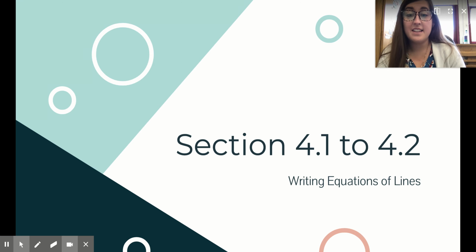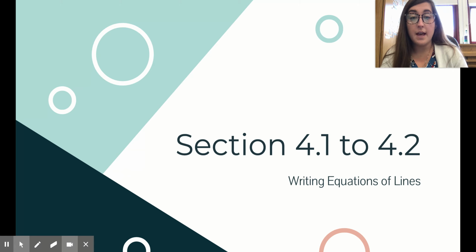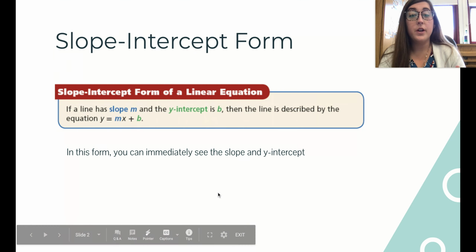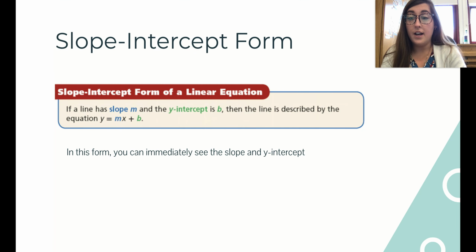Okay, so in this section, 4.1 to 4.2, what we're going to be doing is writing the equations of a linear function. So we're going to be looking at slope-intercept form and y equals mx plus b more in this section. So again, as you all should know, slope-intercept form, y equals mx plus b.